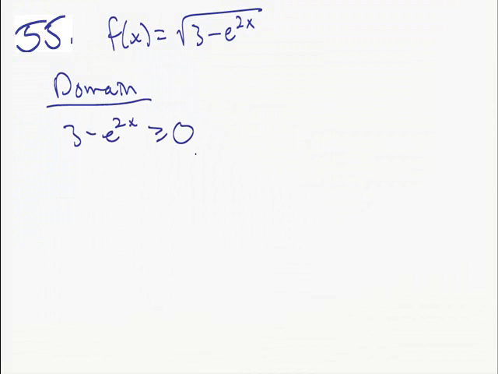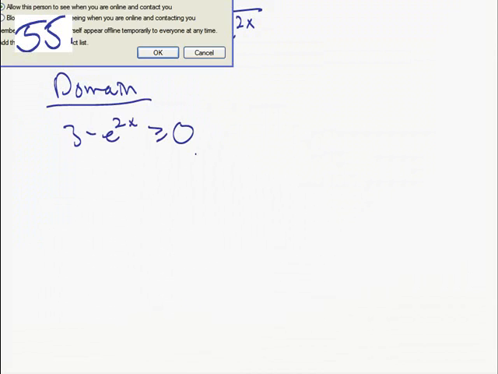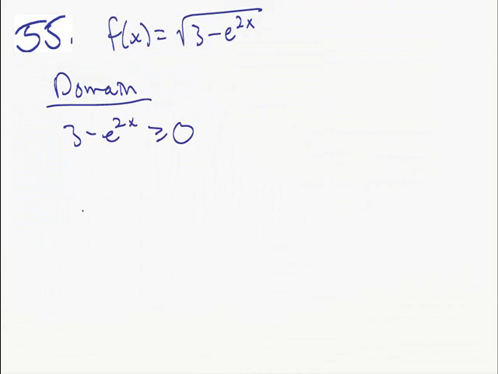So we need 3 minus e to the 2x to be at least 0. So let's solve this equation for x. This is an exponential, well, let's solve this inequality, I guess. If we add an e to the 2x to both sides.